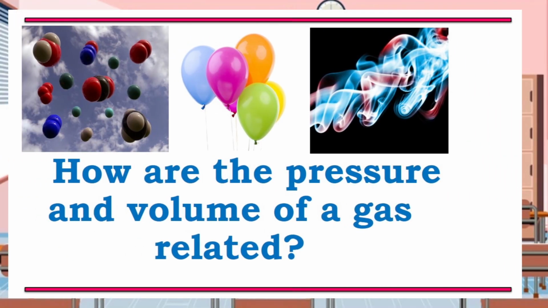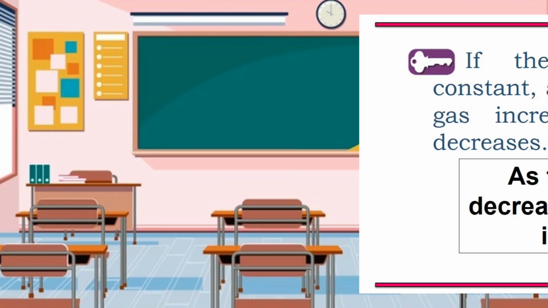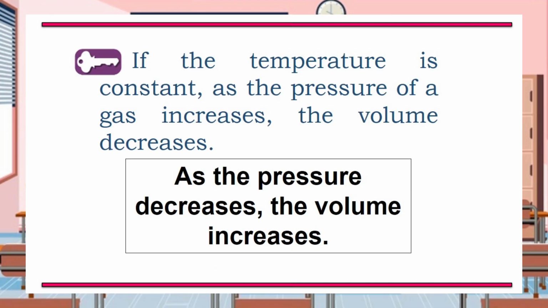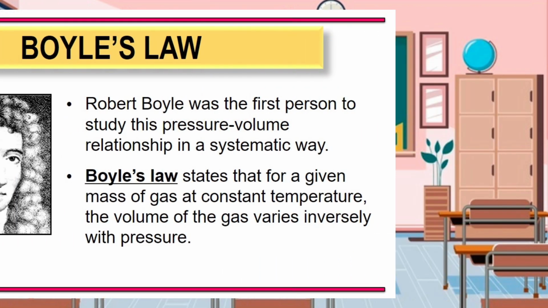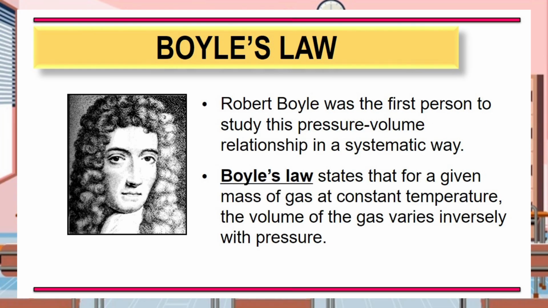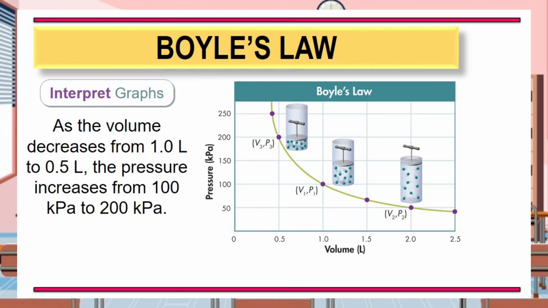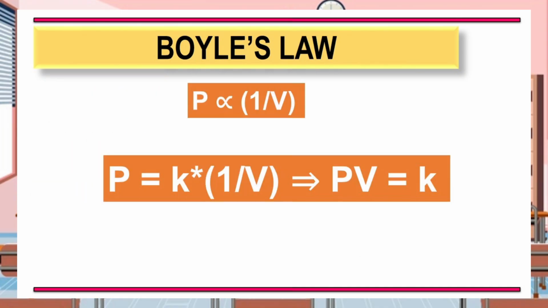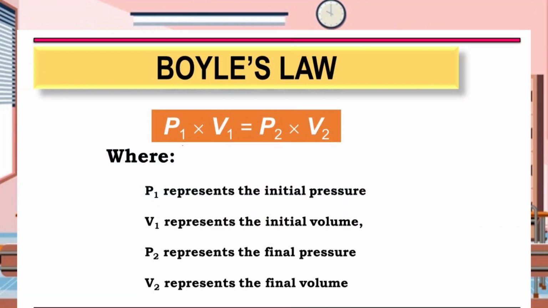Now, how are the pressure and volume of the gas related? The example we had a while ago is a perfect demonstration of Boyle's law. If the temperature is constant, as the pressure of a gas increases, the volume decreases. Boyle's law was put forward by the Anglo-Irish chemist Robert Boyle in the year 1662. We have here in the graph the pressure-volume relationship. The graph shows the pressure versus volume curve for a fixed amount of a gas kept at constant temperature. And this law can be expressed mathematically as follows.